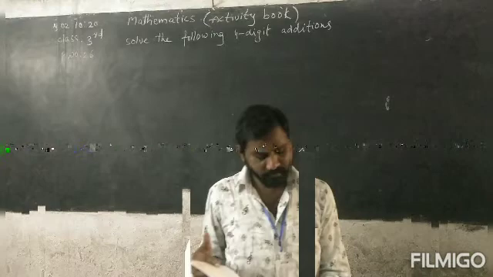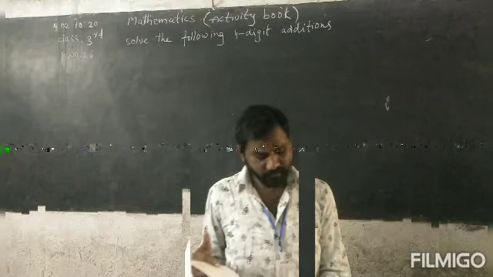Plus 3000. Actually 6416 plus 3000 is 9416. 6000 plus 3000 is 9000. See here, 6416 plus 3000. 6 plus 0 is 6, 1 plus 0 is 1, 4 plus 0 is 4, 6 plus 3 is 9. What we get, beta? 9416.